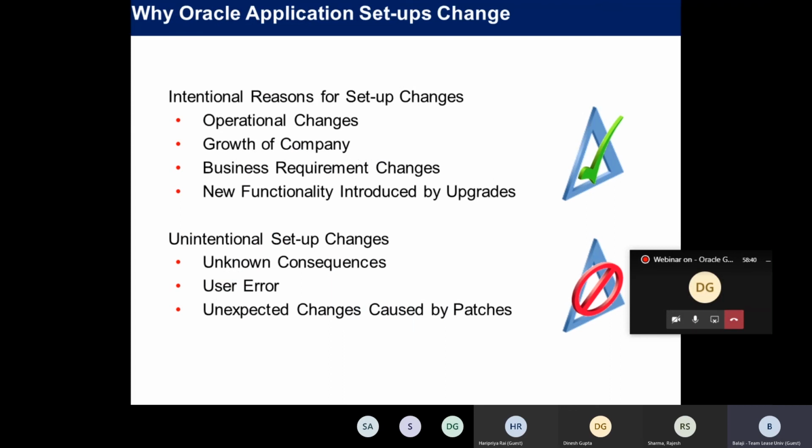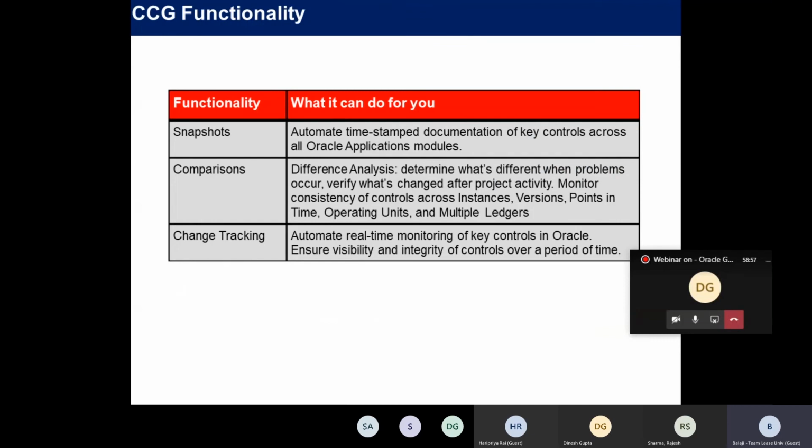Basically on the setups. Setups change, yeah, it could be because of internal reasons and external reasons. Definitely we should be geared for that. And the third part of setup is undue changes by the users. So we can't take it lightly. Every setup change, we investigate. So in CCG, we call it snapshots, comparison, and change tracking. Change tracking is nothing but a spy put on every business process.